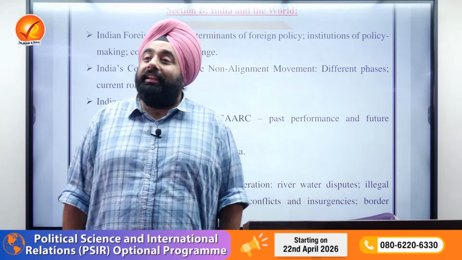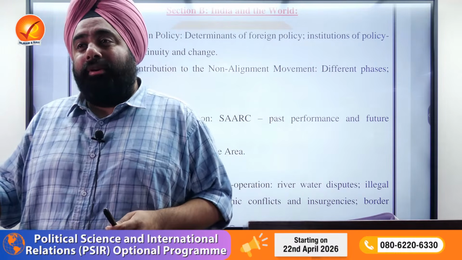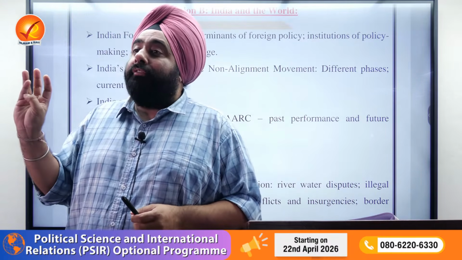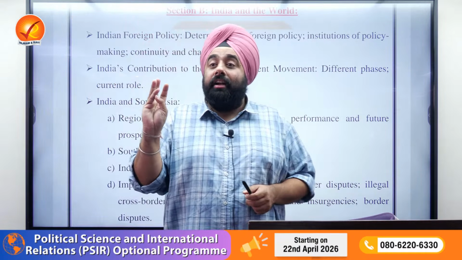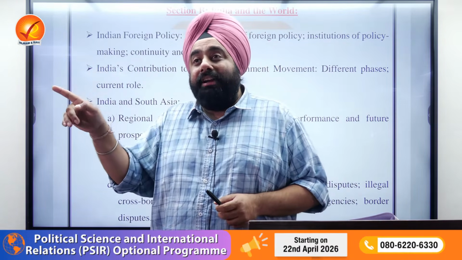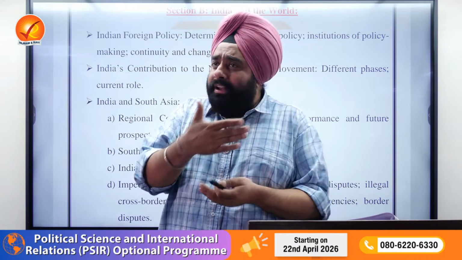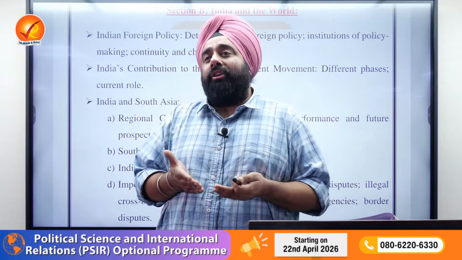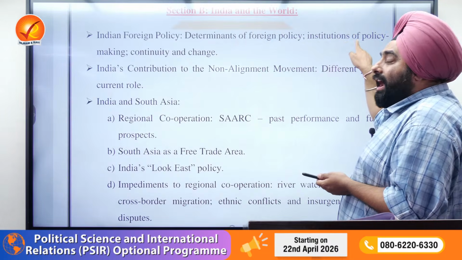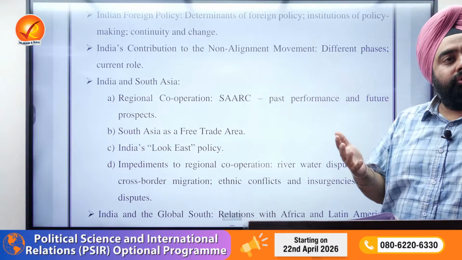Then institutions of policy making. Which institutions are there in our country which help in foreign policy making, which play a role in the formulation of foreign policy? For example, the Ministry of External Affairs, the PMO, the Prime Minister's Office, the NSA's Office, National Security Advisor, the role of Parliament, the role of the National Security Council, the role of media, the role of think tanks and universities, and the role of the cabinet. So many institutions are involved in the formulation of foreign policy. That is what we study in the first chapter, determinants of Indian foreign policy and institutions. Then what has been India's contribution to NAM, which we have already discussed. So that is also part of the syllabus.